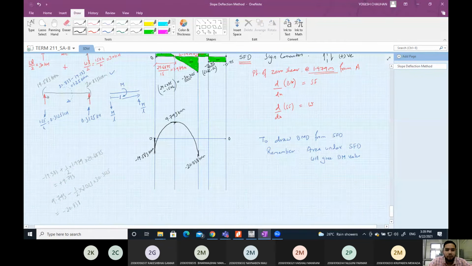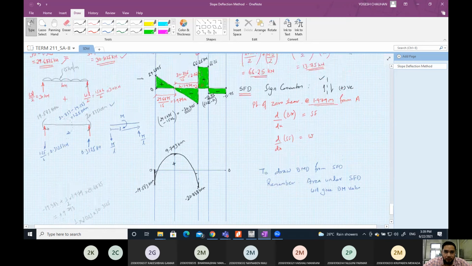So your bending moment diagram will be like this. So this will be negative, this will be positive, this part will be negative. Now for the second part, for this part, you have the bending moment as minus 20.838 here.